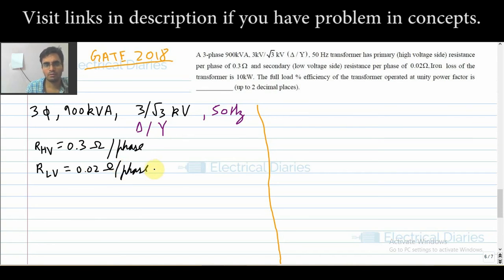Okay, the iron loss of the transformer PI is also given to us as 10 kilowatt. And the full load percentage efficiency of the transformer operated at UPF. Now the transformer is operated at UPF and we have to find the efficiency. Okay, so this is the question given to us. Now let us try solving it.